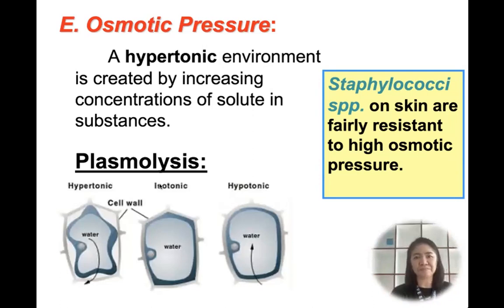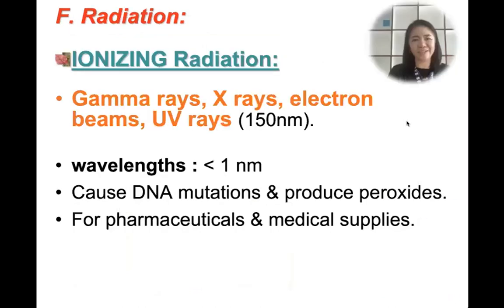Ang exception nun ay si staphylococci or those that are naturally growing on our skin, because our skin is acidic by nature, no? So medyo mataas ang ating osmotic pressure. Pero itong mga nasa skin natin, they are fairly resistant to high osmotic pressure kasi sanay na sila. Okay? And then we have radiation.